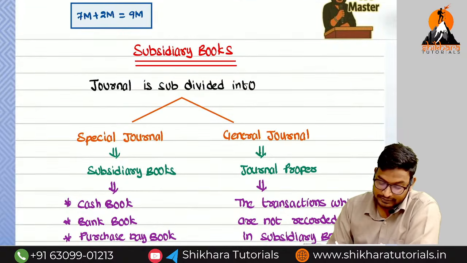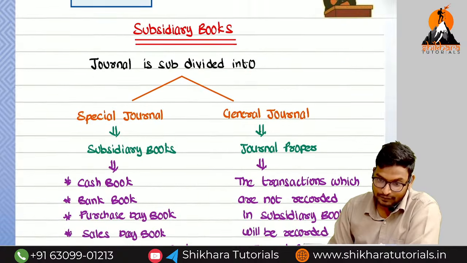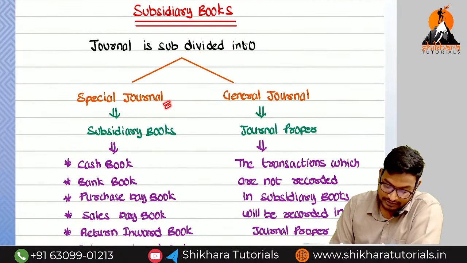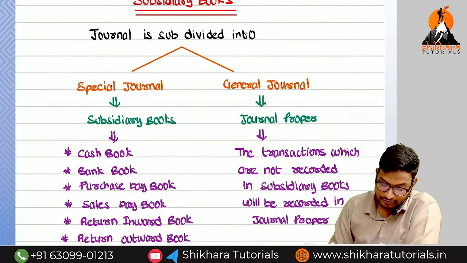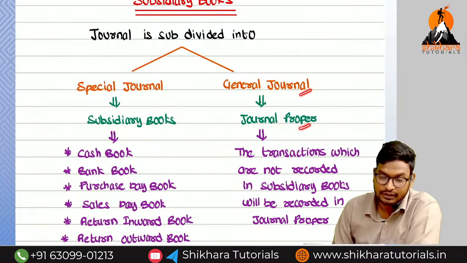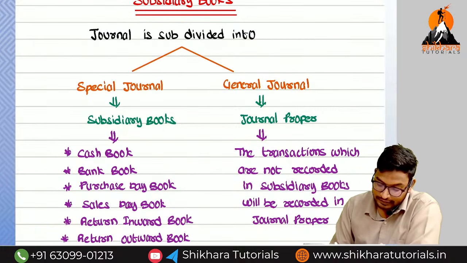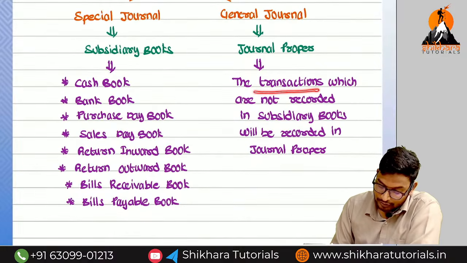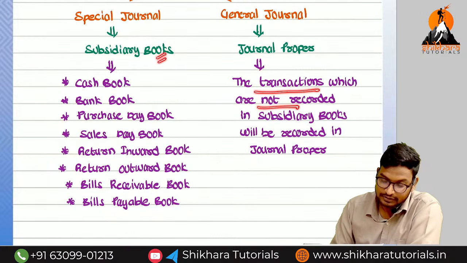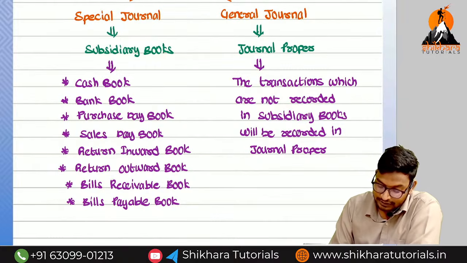So the journal is subdivided into two parts. One part is called the special journal and the second one is called the general journal. So the special journal is also called what? Subsidiary books. And the general journal is also called what? Journal proper. The transactions which are not recorded in the subsidiary books will be recorded in the journal proper.